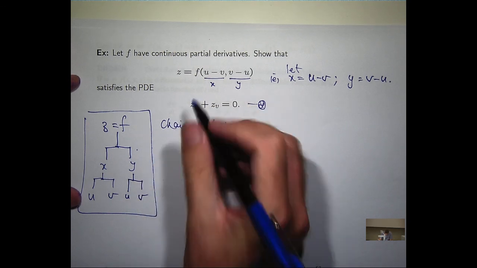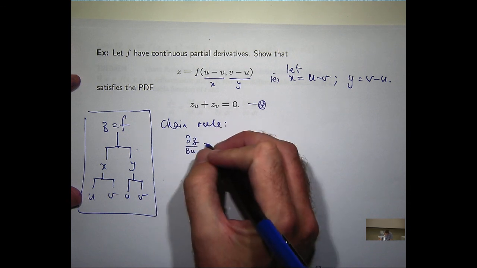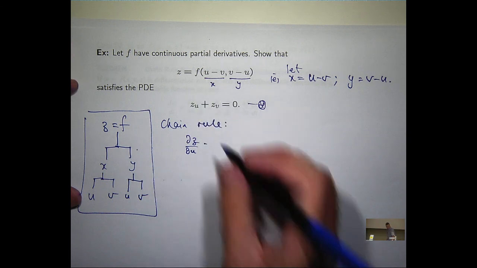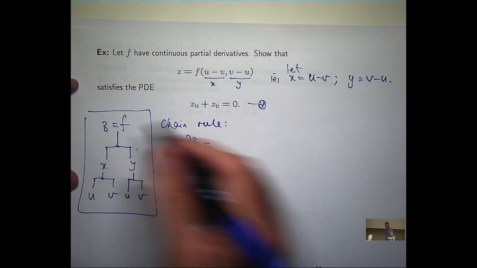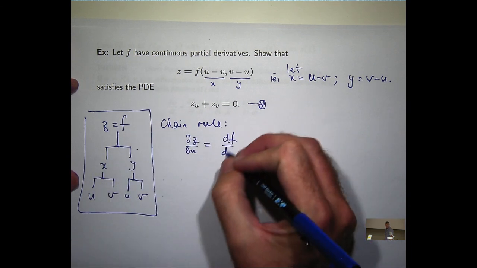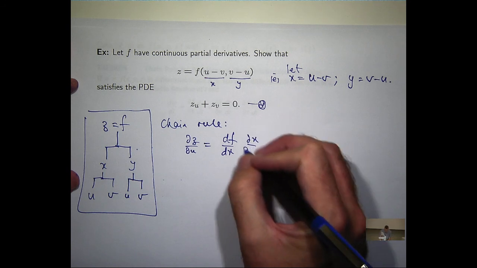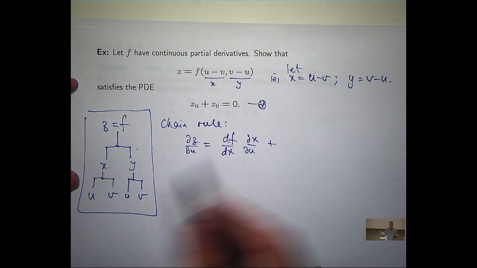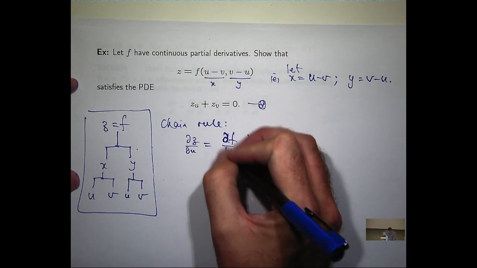All right, so dz du, so we want to calculate that derivative and that derivative. dz du, let's find all the paths to a u. It's going to be df dx, dx du plus the other path, df dy times dy du. Oh, sorry, they should be partials, shouldn't they? Sorry.